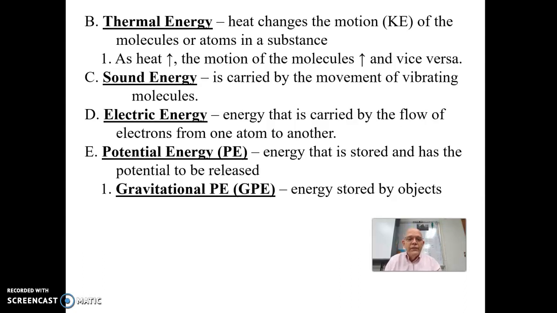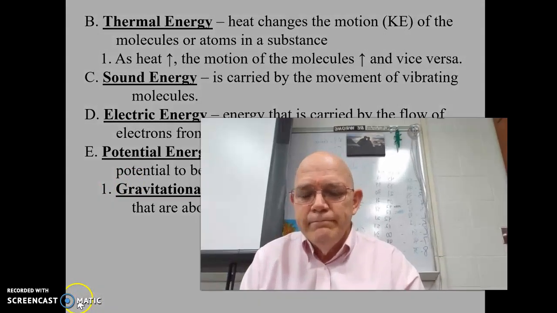So we are saying that this is gravitational potential energy. All right, so it's objects that are above the Earth's surface and therefore have the potential to fall down to the Earth's surface. All right, so let's stop for just a second. Let me set up an example and we will be right back.